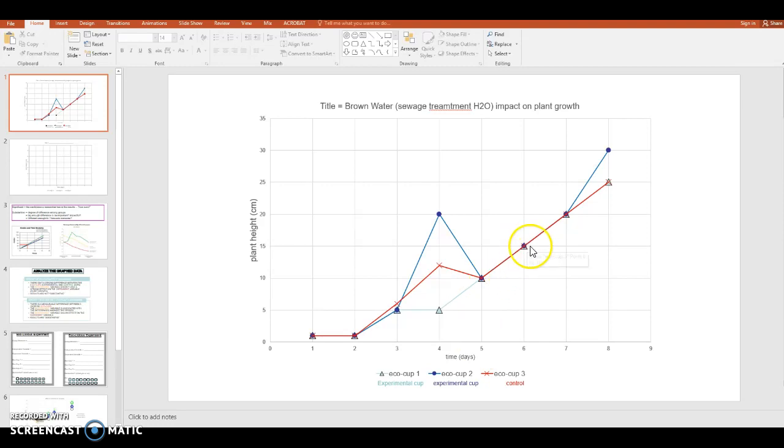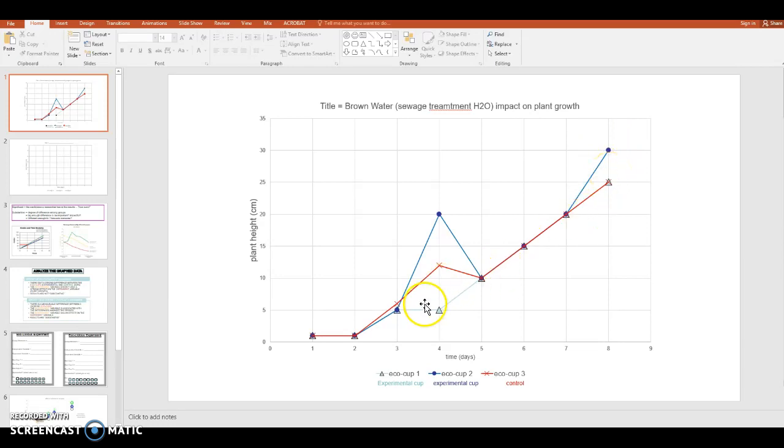After day 4, for whatever reason, we got average height the same on day 5, and then day 6 again. Even though some cups got the independent variable, the brown water, and some didn't, they're still kind of in the same zone. There doesn't seem to be much difference in the plant growth here. On day 8, our final day of measurements, we see Eco cup 1 that received the experimental treatment, the brown water, and Eco cup 3 that didn't receive any, pretty much grew the same. And then our Eco cup 2 grew a little taller. On average, the plants in there were about 30 centimeters tall.